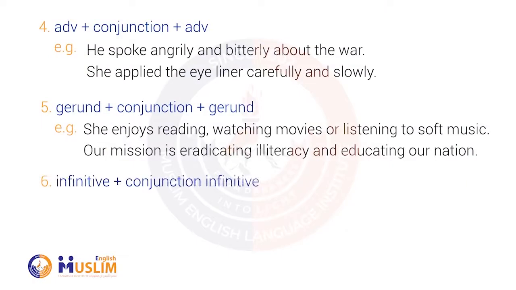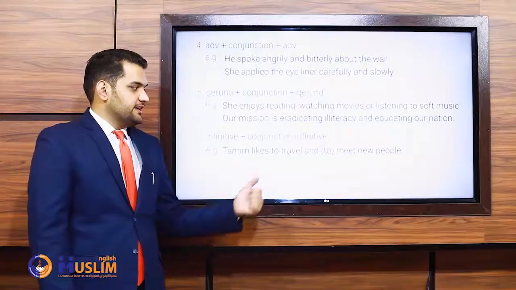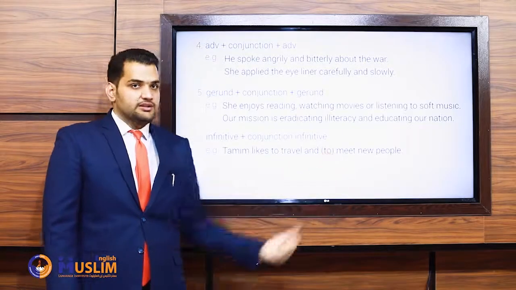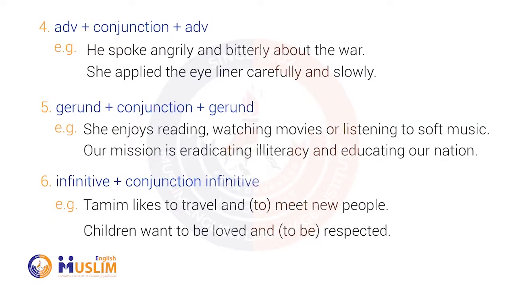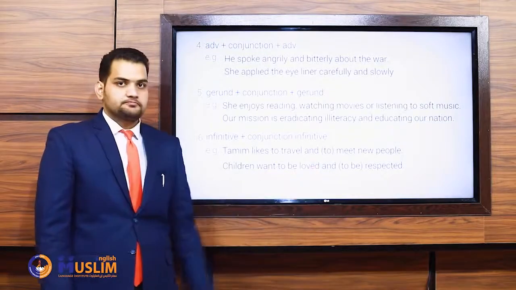Number six, infinitive plus conjunction plus infinitive. For example, Tamim likes to travel and to meet new people. Here we have to travel and to meet. To is something optional here. Children want to be loved and to be respected. So we have two infinitives, to be and to be.